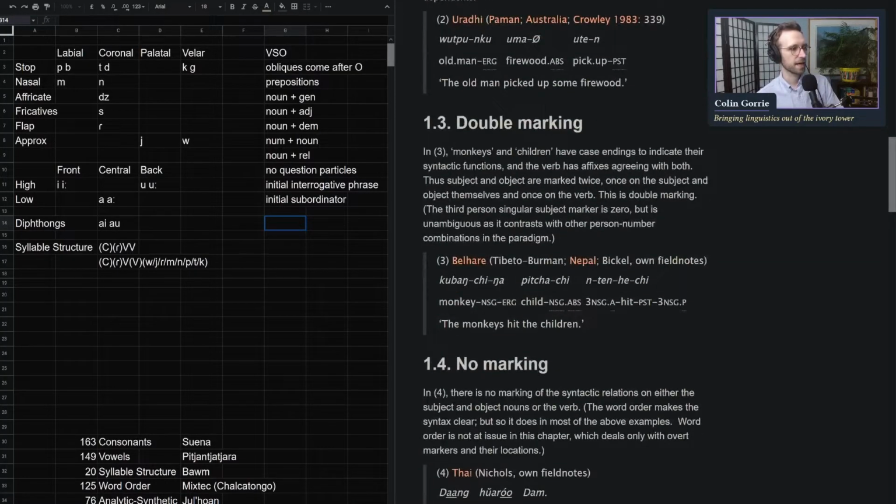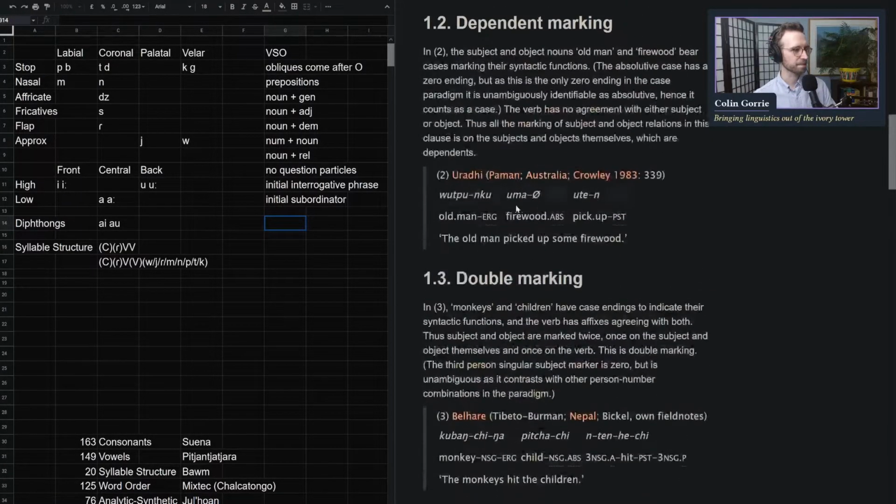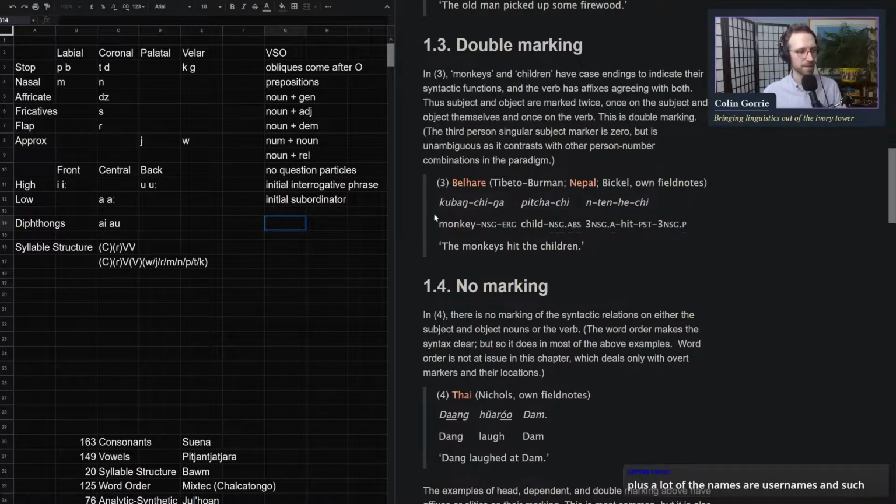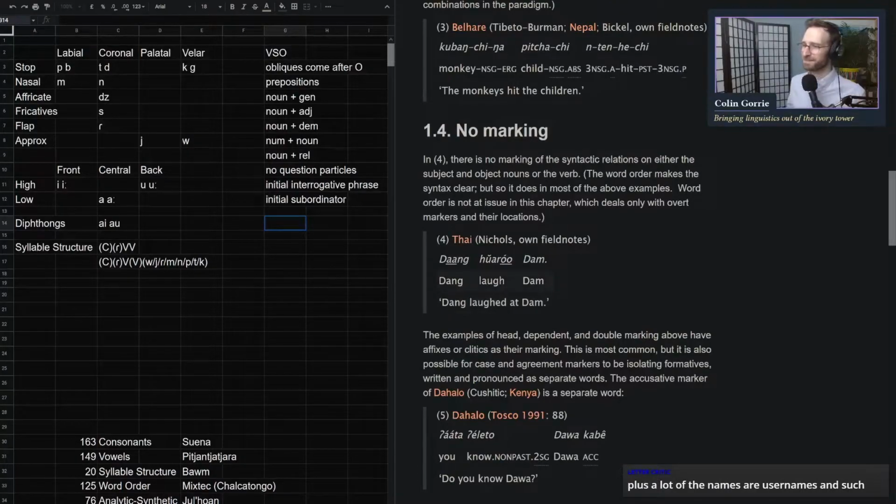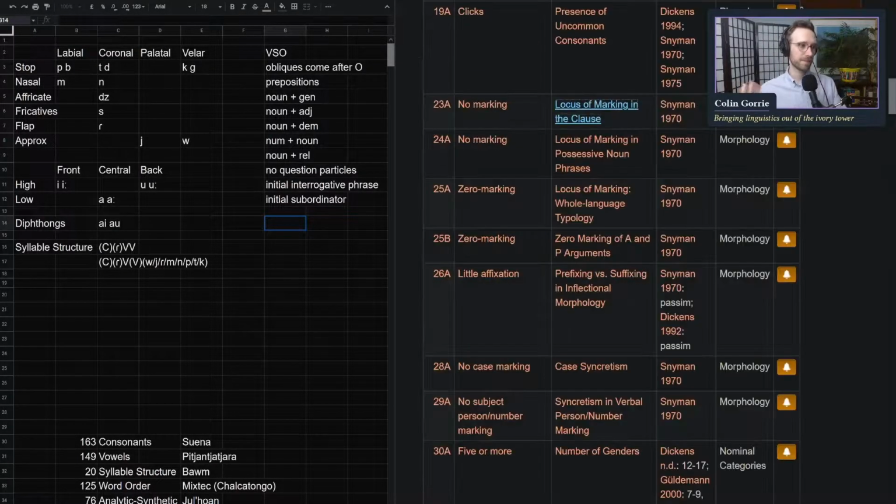Dependent marking is when you have the clause participants marked on the noun, the identity of the different clause participants marked on the nouns. Am I explaining this correctly, or well at all? So here we have ergative and absolutive case markers on the nouns, rather than having agreement marking on the verb. And then of course you can have double marking, where you mark agreement on the verb and you mark case on the noun. And then you can also have no marking, which is the situation in our language, which I will not attempt to pronounce. So that's that in a nutshell. Locus of marking, head dependent marking typology.